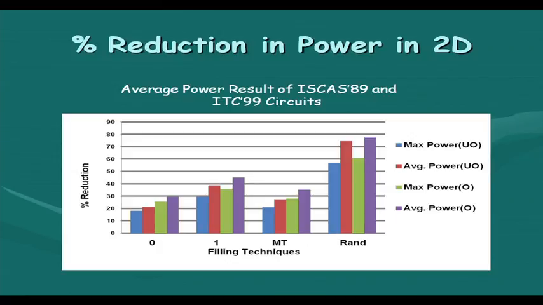get the results of this flipping algorithm, which apparently seems to be very simple, but it has been observed that it gives really reasonably good result. Okay, so these are actually the plots of an average over the ISCAS 89 and ITC 99 benchmark circuits. Now, if you use this zero filling technique, then with respect to this zero filling pattern set, the reduction in maximum power is about 19%, average power is slightly more than 20%, etc.